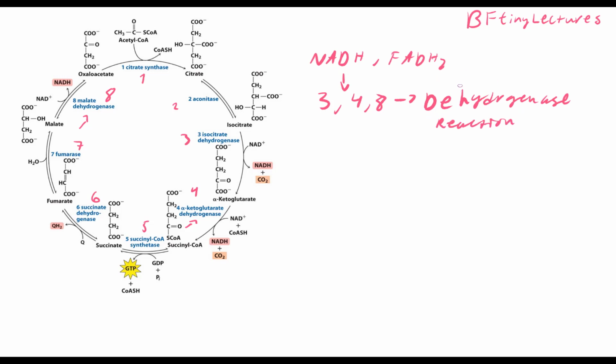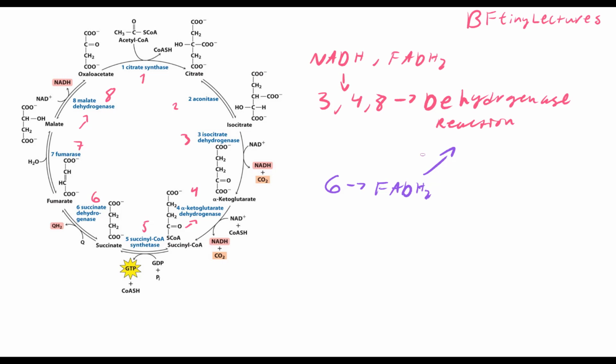Now you're probably saying, hey, don't forget that there's another dehydrogenase reaction. Yeah, I haven't forgotten that. I never forget that. Specifically, step 6 is the only step that produces FADH2. And of course, this is another dehydrogenase reaction. So what can you get from this lecture that I've given you?